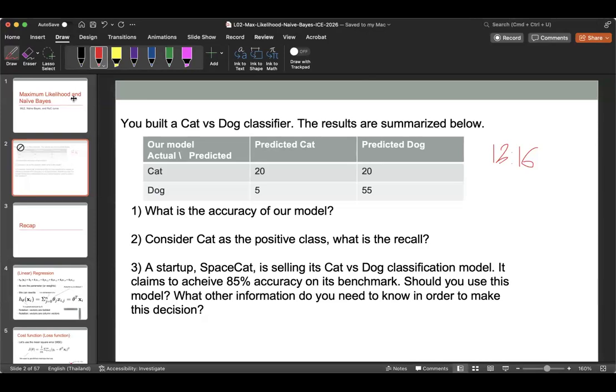A quick explanation of this problem, right? So what's the accuracy? You have how many correct here and here. So it's 75 out of 100, right? So it's 75%. What's the recall if cat is positive?